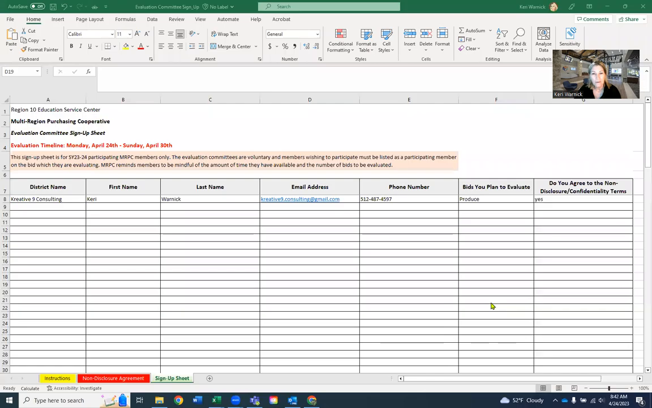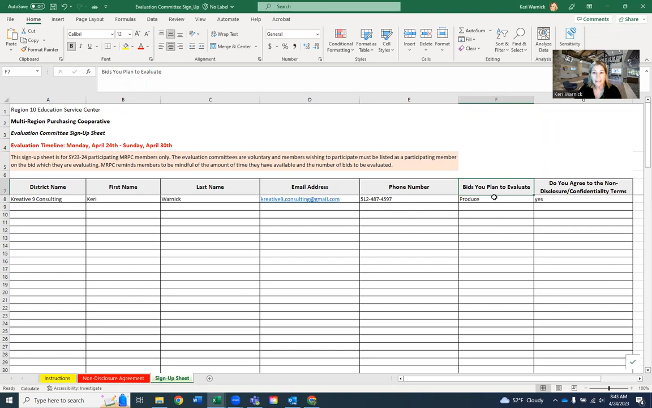So let me share my screen. The first thing I want to show you is the sign-up sheet, and you are required to enter your information in each one of these columns. Now, when you get to the bids you plan to evaluate, I will have a list of all four, and you can just enter something as simple as produce, milk, coffee. We really only have three bids right now that we are looking at. And sometimes, depending on which year it is, we may have more new bids to evaluate.